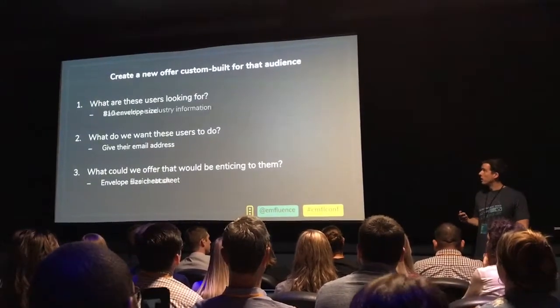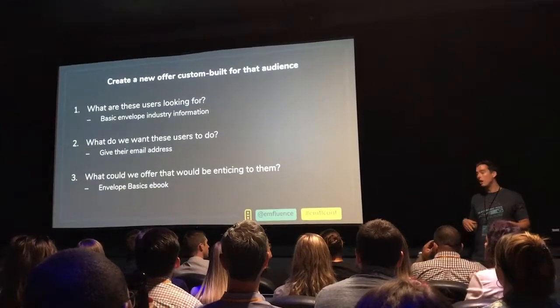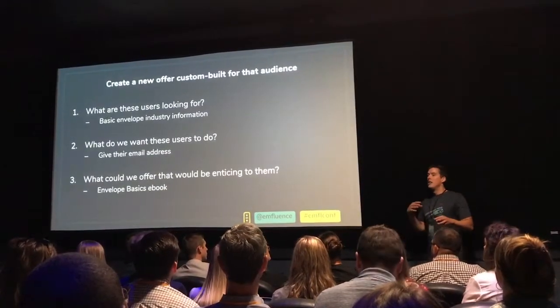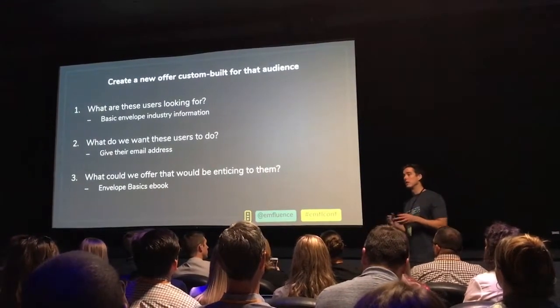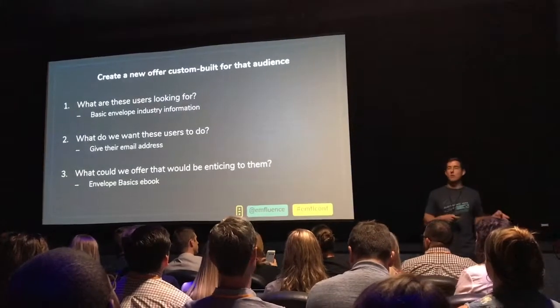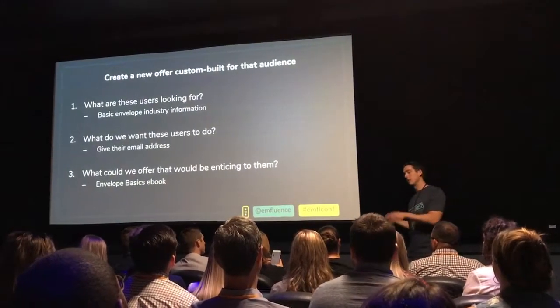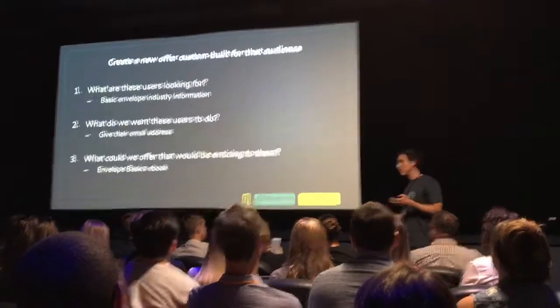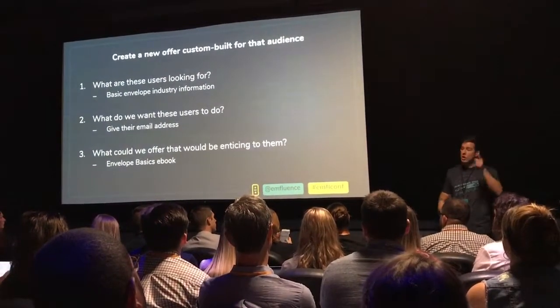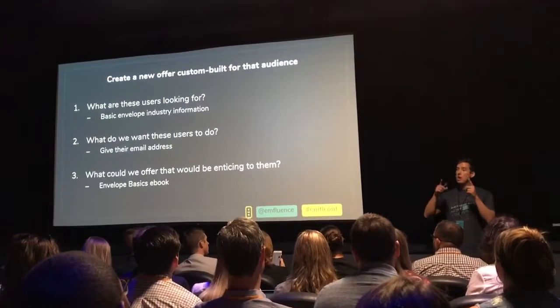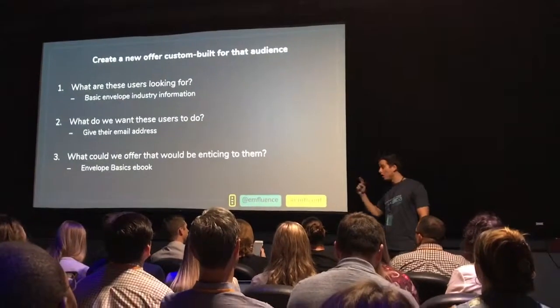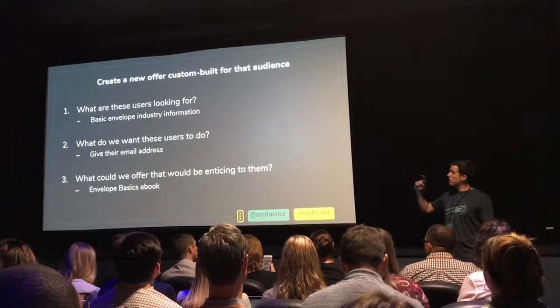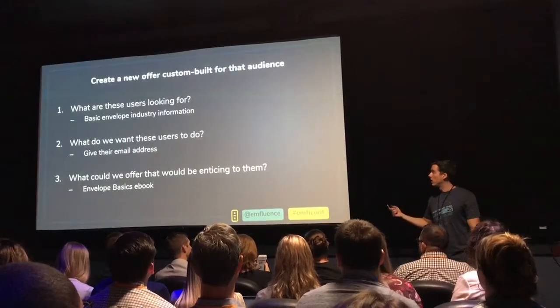Another cool example that we did, Tension has a lot of blogs that are about envelope industry basics. So they have a blog about the paper of envelopes. They have blogs about the windows of envelopes. They have blogs about measuring envelopes, a ton of basic industry information blogs that are all receiving a lot of organic traffic, a lot of bounces, and also a lot of return visits. And so what do we want from them? To give up their email address.